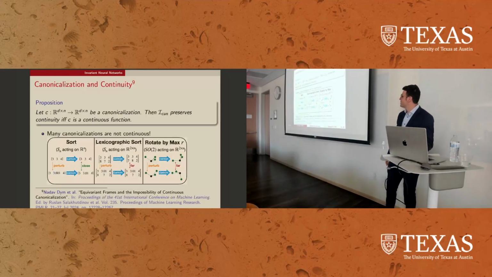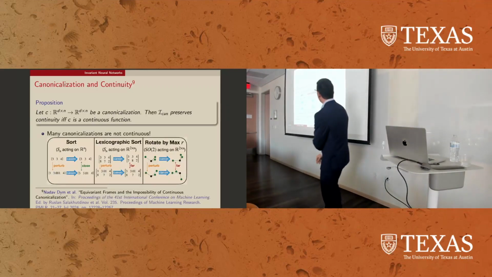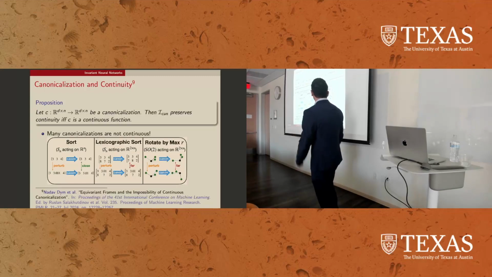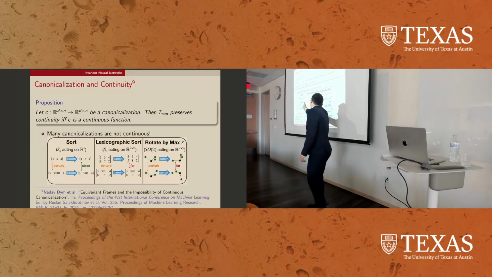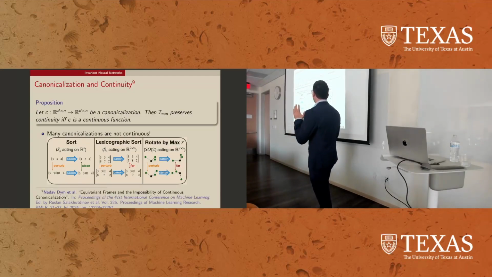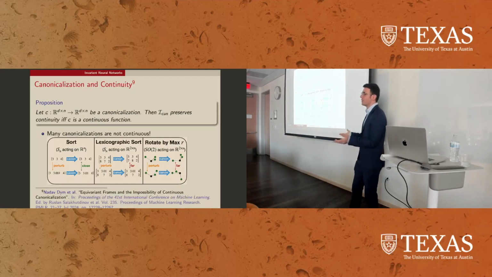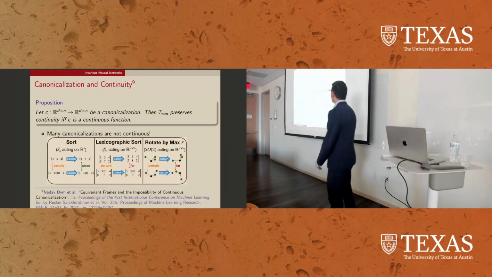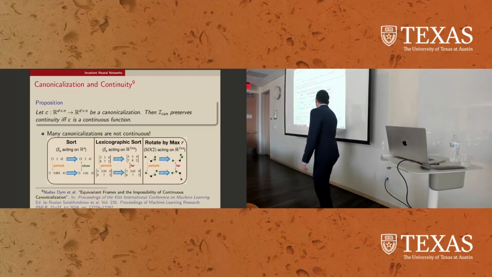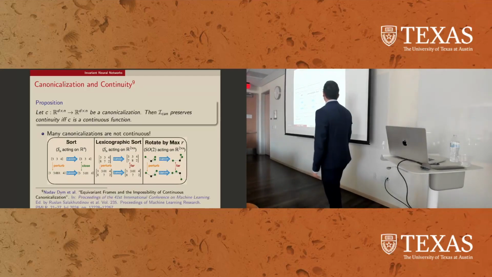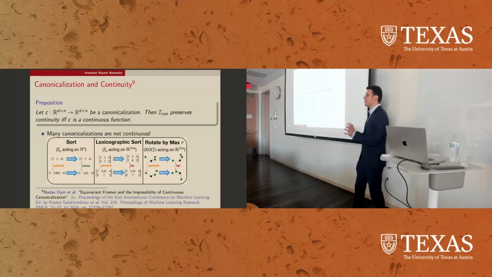And if we go back to these examples that we looked at before, typically they're not going to be continuous. One exception here is, for example, if you have the symmetric group acting on R^n, so you have one-dimensional points, then sorting is a continuous canonicalization. The sorted vector is a continuous function of your vector. However, it's easy to see that if you sort lexicographically, or for example, if you rotate the longest vector to the x-axis, it's not going to be continuous.